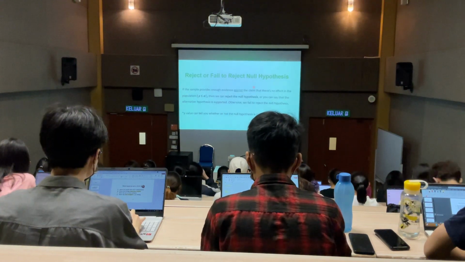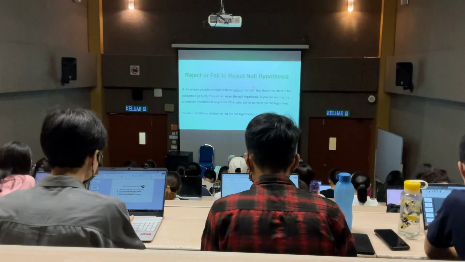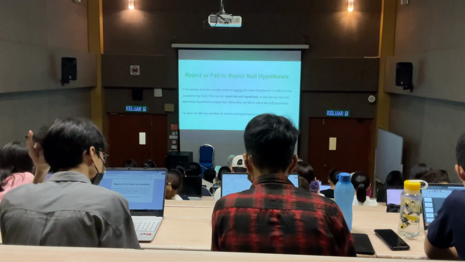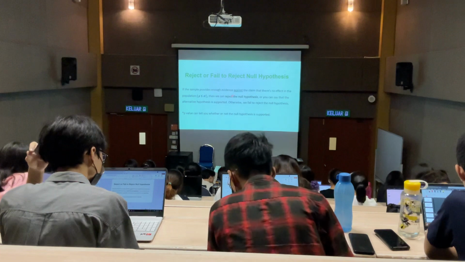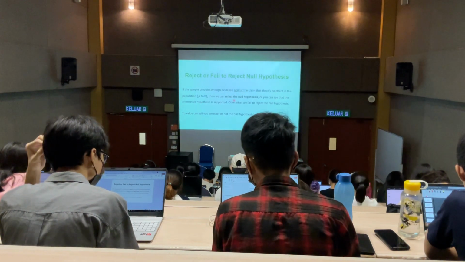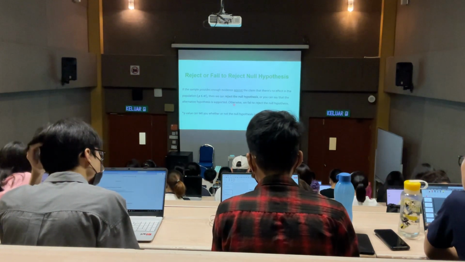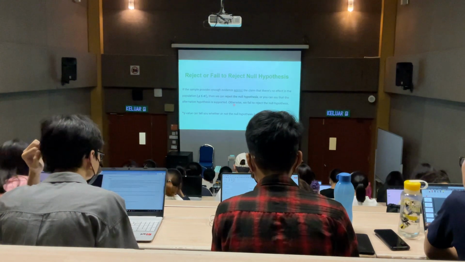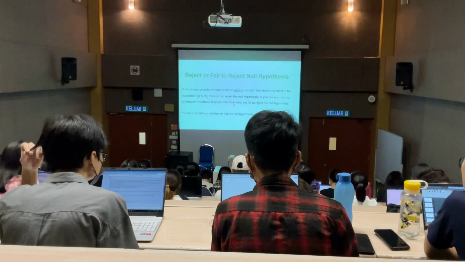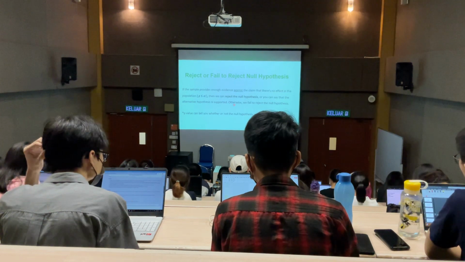Okay, so now we move on to reject or fail to reject your null hypothesis. Fail to reject means you accept your null hypothesis. As I mentioned just now, if the sample provides enough evidence against the claim that there's no effect in the population, then we can reject the null hypothesis, which means your p-value, always remember, is smaller than the significance level that you have set. Let's say in most cases we will set it at 0.05. Then you will need to reject the null hypothesis, or you can say that you support the alternative hypothesis.